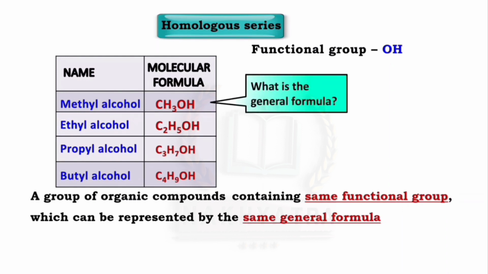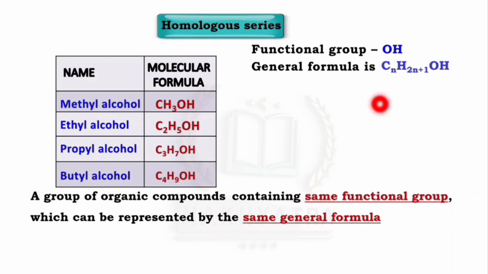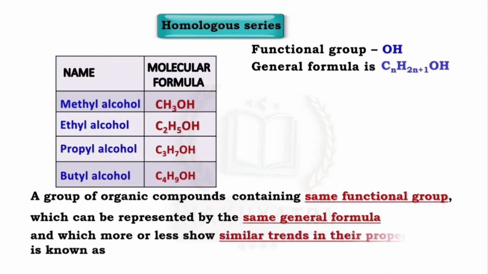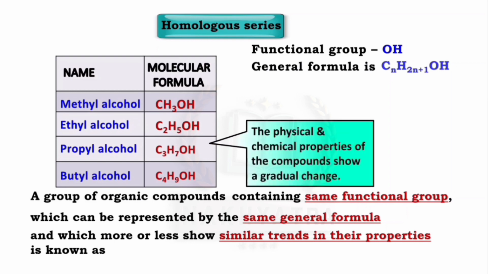Now what is the general formula? The general formula is CnH2n+1OH, and the group shows similar trends in its properties. What are the similar trends? The physical and chemical properties of the compounds show a gradual change. Okay, so it is known as homologous series.